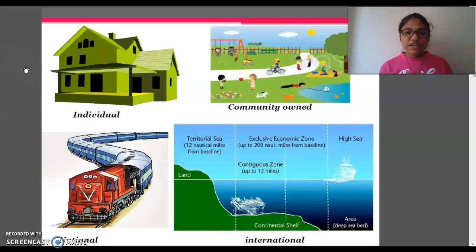In the images, we can see that an individual resource is a home. Community owned is a playground. Third is a national resource, which is a railway track or a train. And fourth is the international zone, where no particular country has any right to claim.